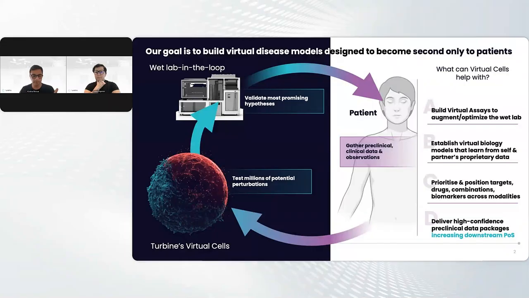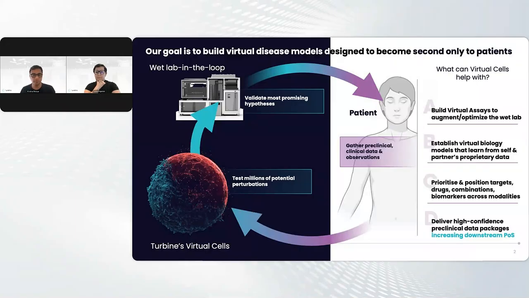In this process, there is data that's obviously available in the public domain. There's data that we generate as Turbine. And also, whenever we work with our partner, they have their own proprietary data, and all three pieces come together beautifully into this virtual cell representation.